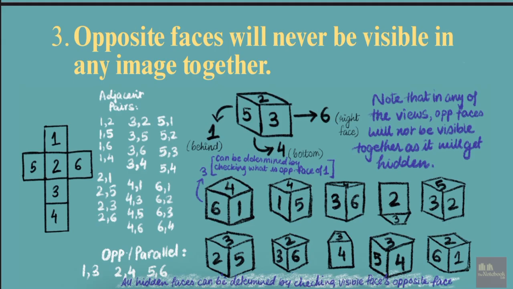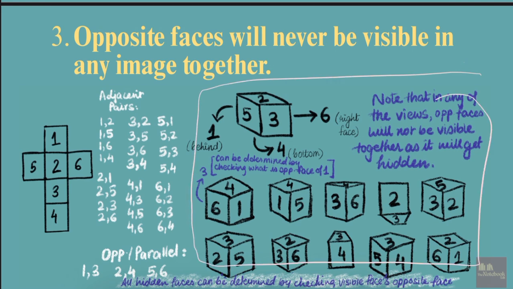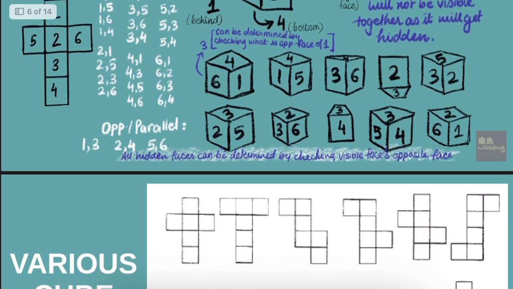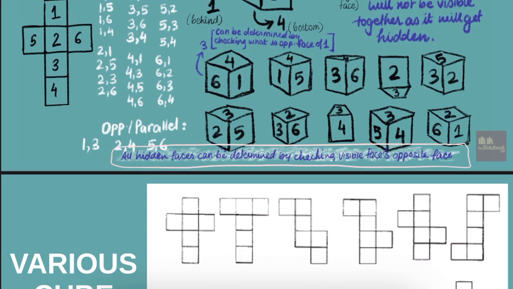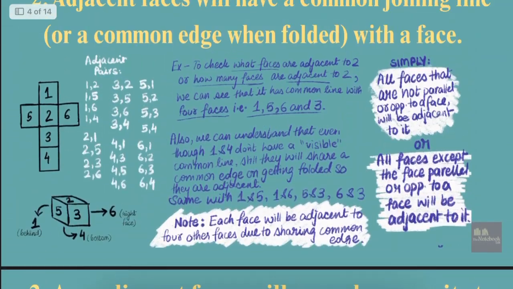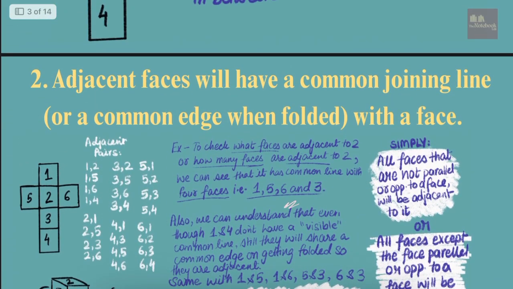I have again written all the adjacent pairs, all the opposite pairs, and again created all of this. And again, here I have also written that all the hidden faces can be determined by checking the visible face's opposite face, like we discussed over here, in this example. Okay.